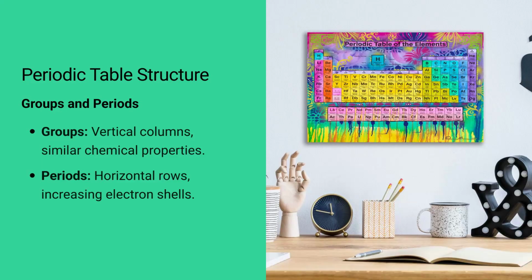The periodic table is a masterpiece of organization. It arranges elements by increasing atomic number, which is the number of protons in an atom's nucleus. Elements are further grouped into vertical columns, known as groups, based on similar chemical properties, and horizontal rows, called periods, which indicate the number of electron shells.